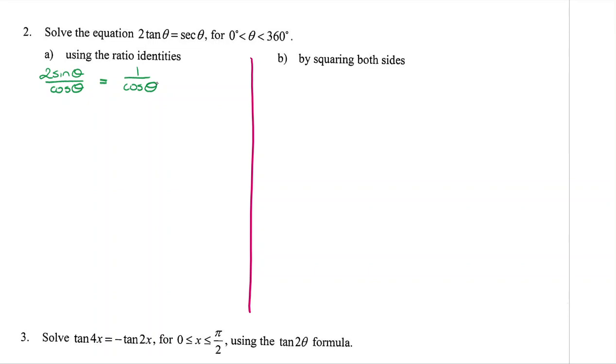So instead we're going to cross multiply, which means we will get 2 sine theta cos theta equals, and times the cos theta up to the 1, cos theta like that. Bring everything across to the left-hand side and we can factorize out that cos. I'll do that in 2 steps. So 2 sine theta cos theta minus cos theta equals 0. Factorize the cos theta out.